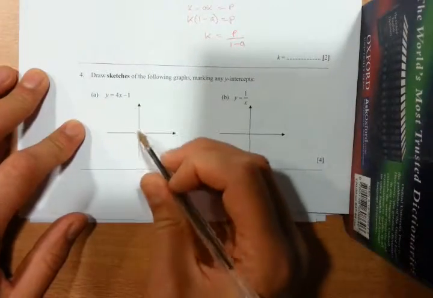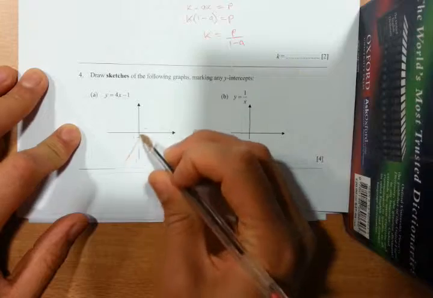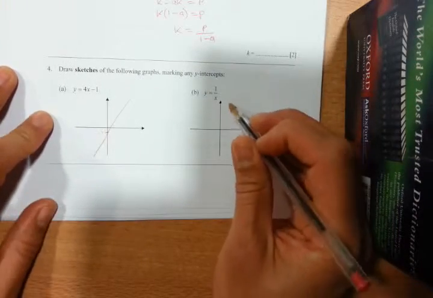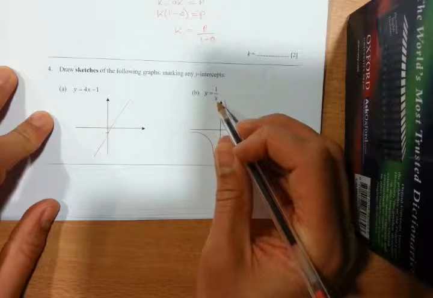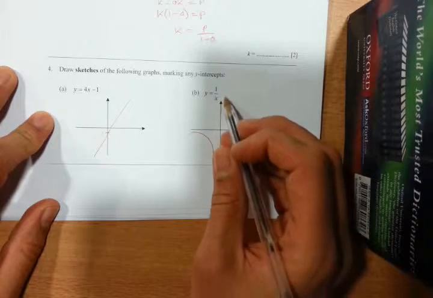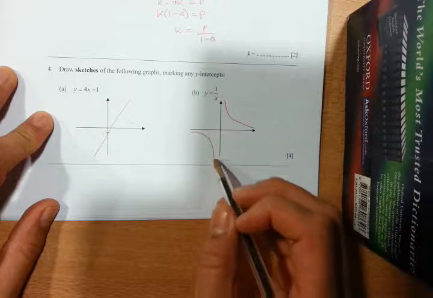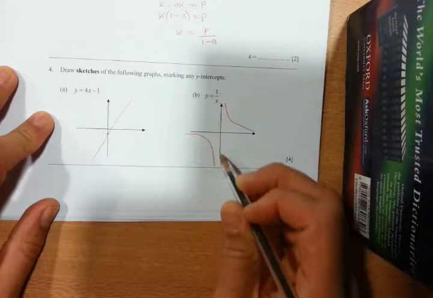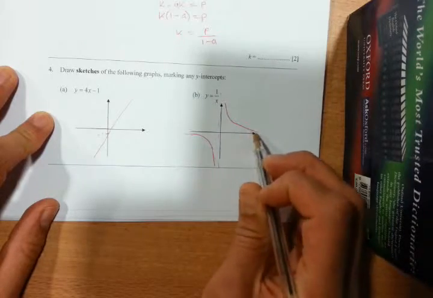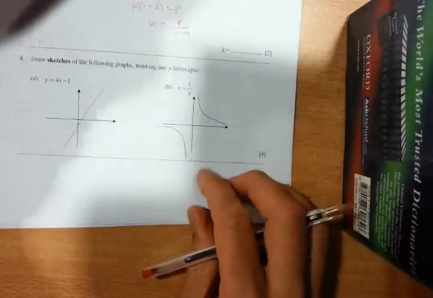Sketches of the graphs. Gradient is 4, intercept is -1, so it looks like that. 1 over x, you just need to know this, it looks like that, because when x gets very big, 1 over x gets very small. When x gets very small, 1 over x gets very big. And the same happens, but negative on this side. So it gets closer and closer to the axes without it touching, which means you have asymptotes here. Those are lines that the graph approaches but never meets.